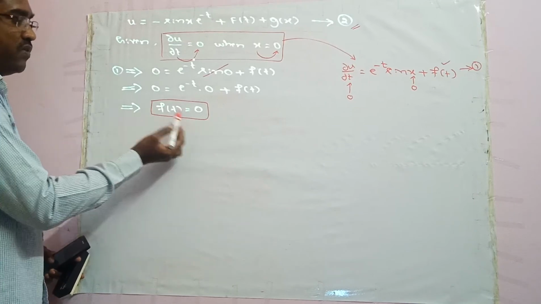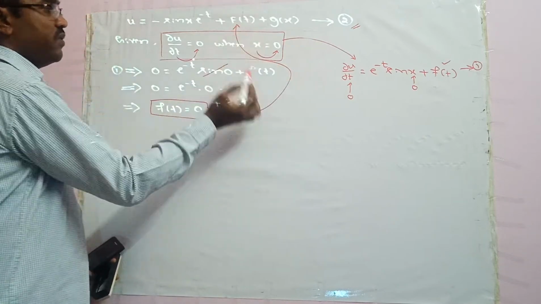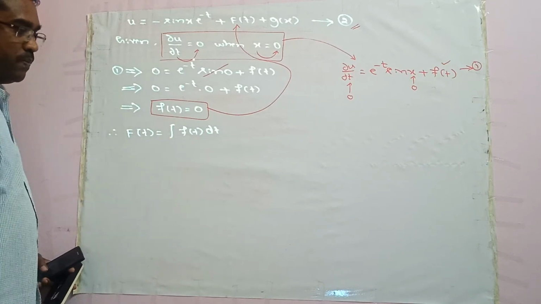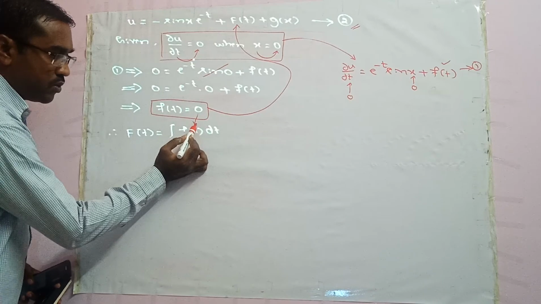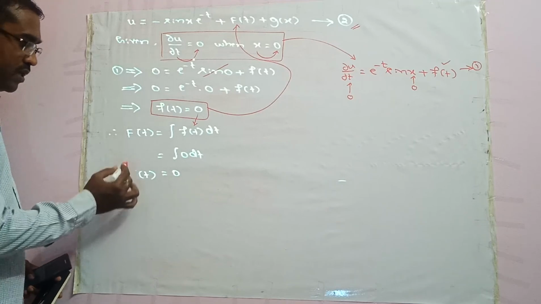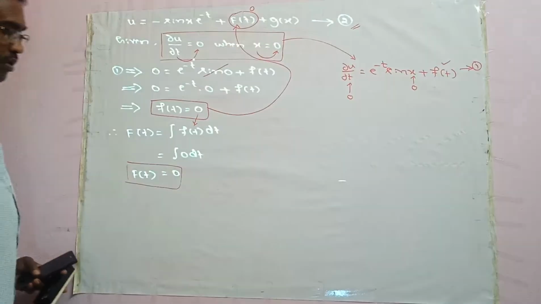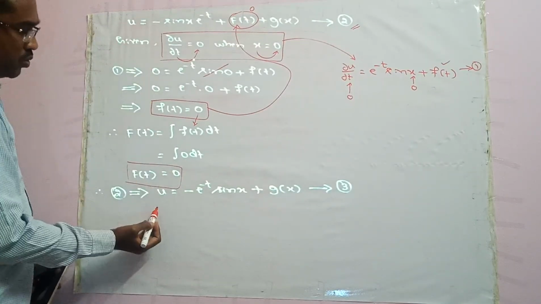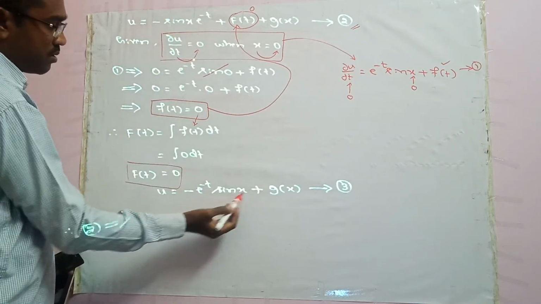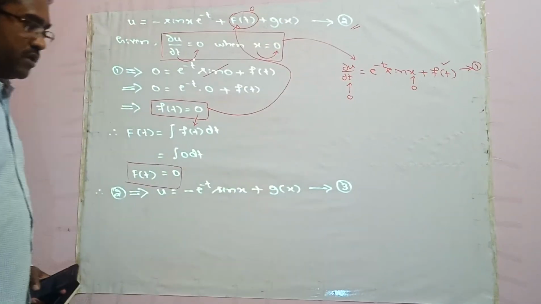Since we got small f of t is equal to 0, using this f of t value, we can find the capital F of t value, because capital F of t is equal to integration of small f of t. Put in the place of small f of t 0, and integration of 0 is 0 itself. We got the capital F of t value as 0. So we can replace this as 0 now. Let us replace. So u is equal to minus e to the power minus t into sin x plus 0, we have not written g of x. Call this as equation number 3.